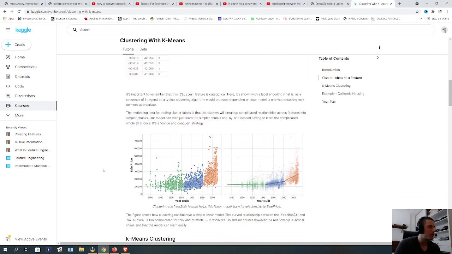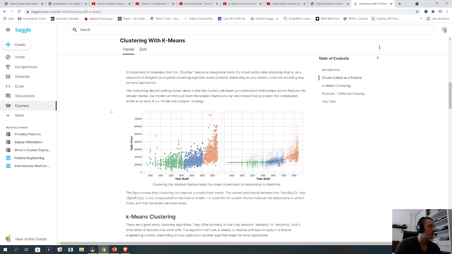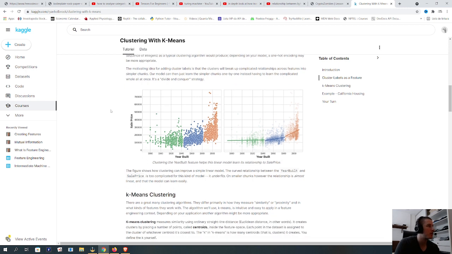It's important to remember that this cluster feature is categorical. Here, it's shown with a label encoding, that is, as a sequence of integers, as a typical clustering algorithm would produce. Depending on your model, a one-hot encoding may be more appropriate. The motivating idea for adding cluster labels is that the clusters will break up complicated relationships across features into simpler chunks. Our model can then just learn the simpler chunks one by one instead of having to learn the complicated whole all at once. It's a divide and conquer strategy.